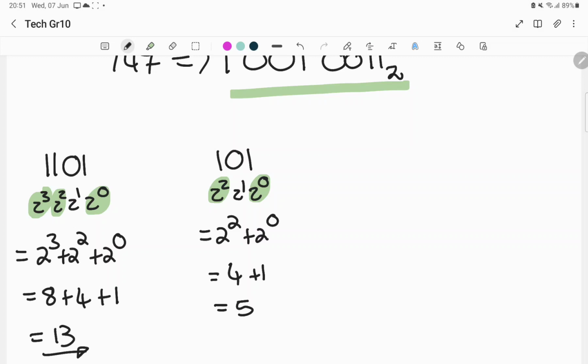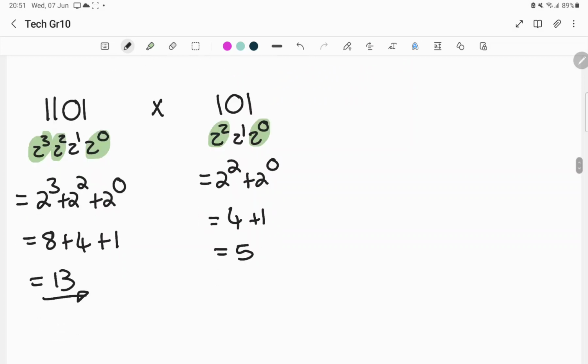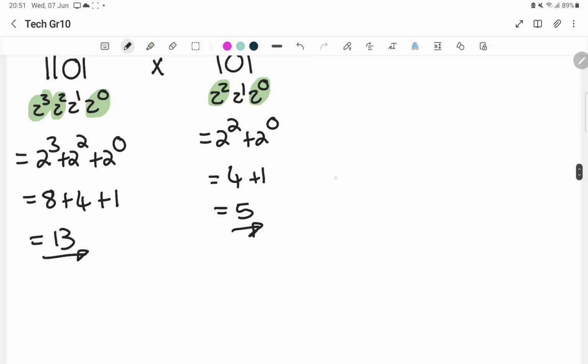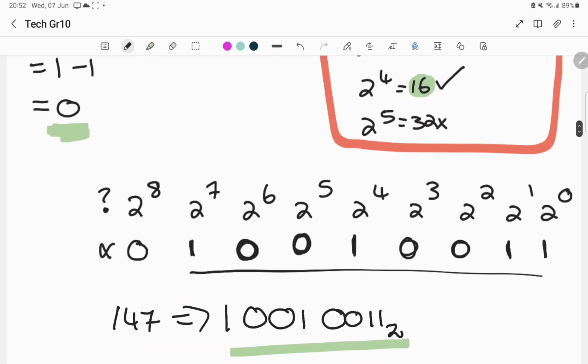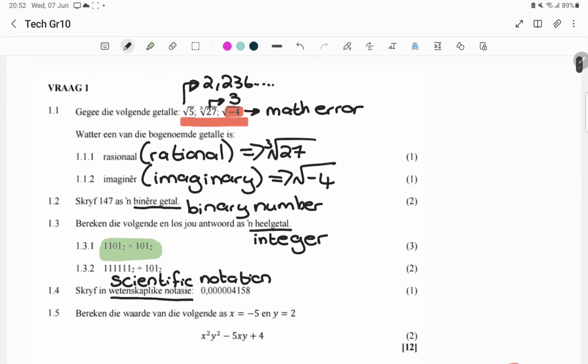Alright, so now the question asks you to multiply, so you're just going to take your two answers, 13 times 5, and if I calculate that, it will give me 65. The question did say leave your answer as an integer, of los jou antwoord as 'n heel getal, so we're not going to convert the 65 back into a binary number. Alright, so this was question 1.3.1.